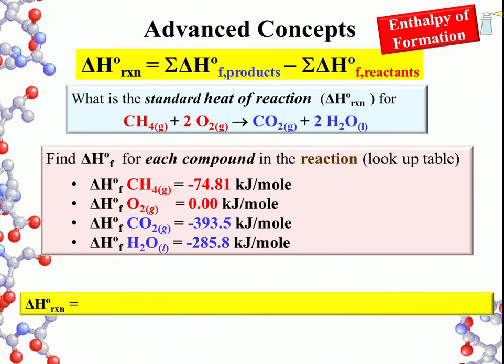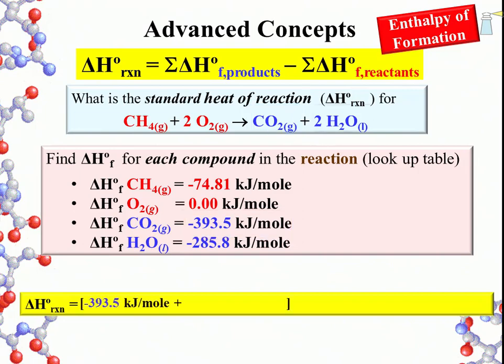It starts with the summation of standard heats of formation for the products. Now the coefficients come into play. First, the carbon dioxide. It has a coefficient of 1. Take a single value of its delta HOF and add it to the summation of products. Square brackets are used to combat sign errors.